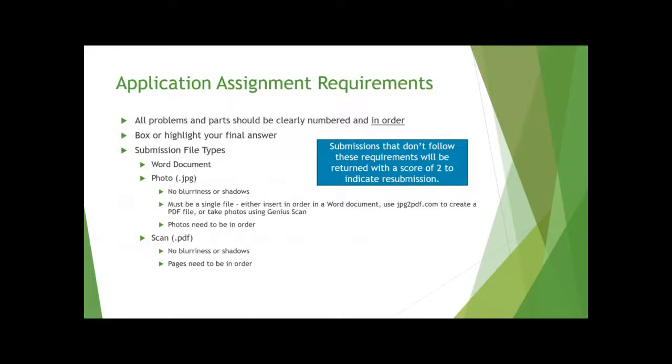And then as a reminder for your application assignment, if you're giving me multiple files, I will ask you to resubmit. Make sure everything's in order, easy to read. If I can't read it, I will ask you to resubmit. So make sure everything is very easy to follow.